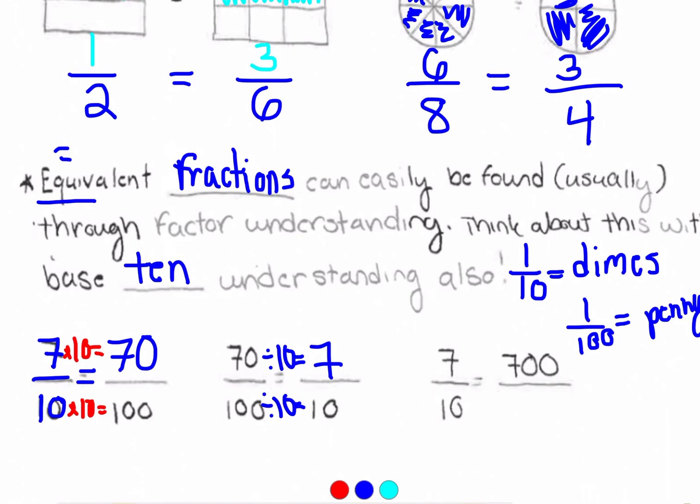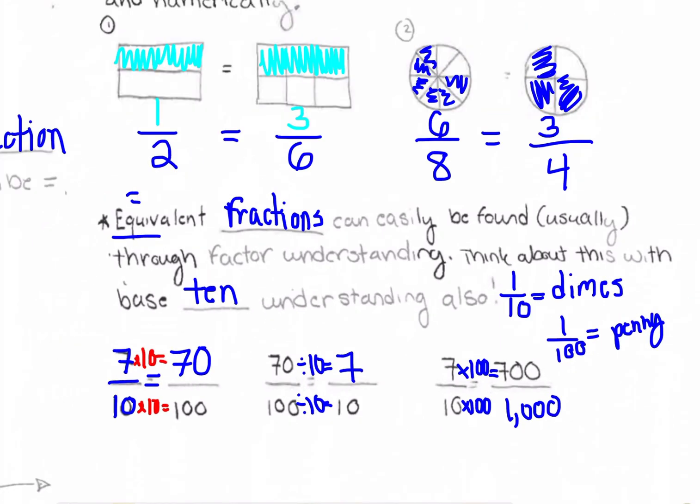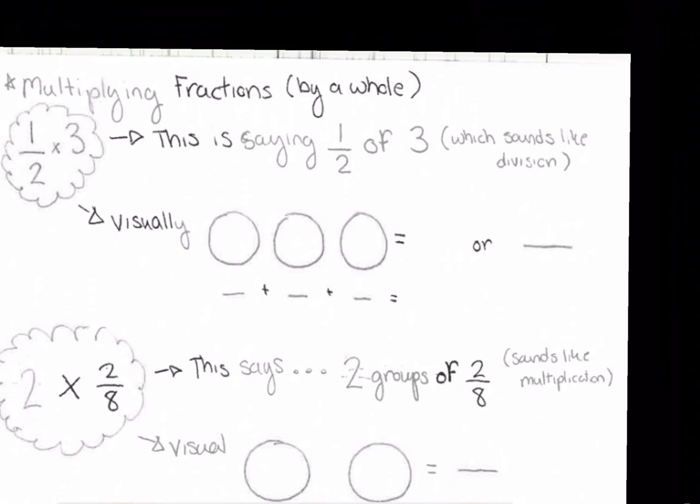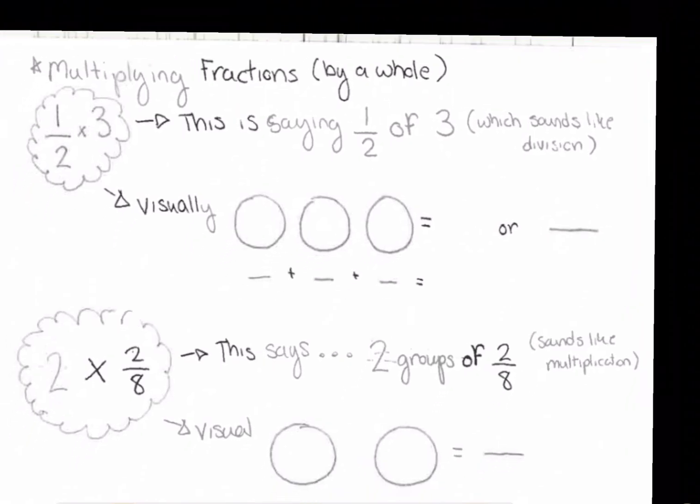Or if I'm talking about thousands, which don't really exist with money, I could say, okay, well, 7 times 100 gives me 700. So what does 10 times 100 give me? 1,000. 700 thousandths is the same thing as 7 dimes. And then we'll go over some more understanding of multiplying fractions.